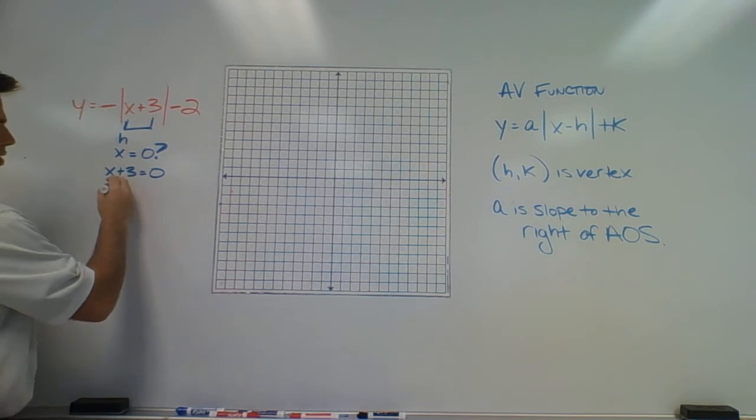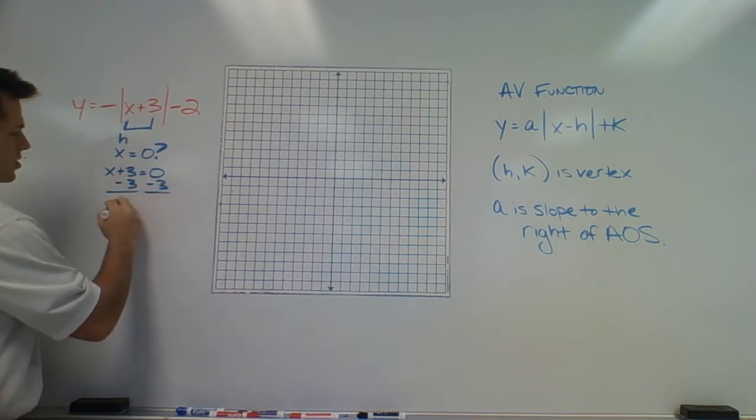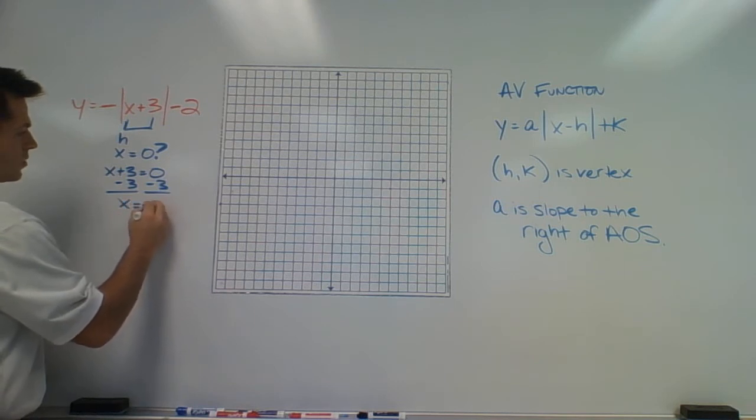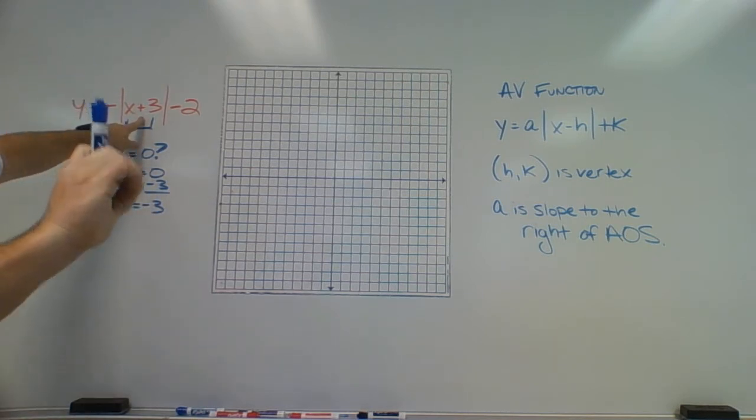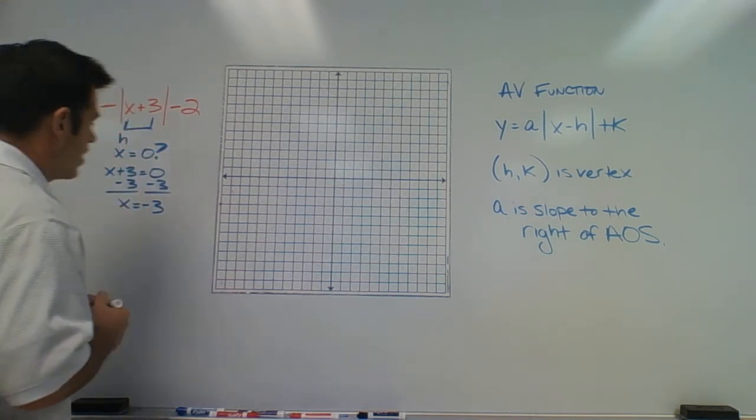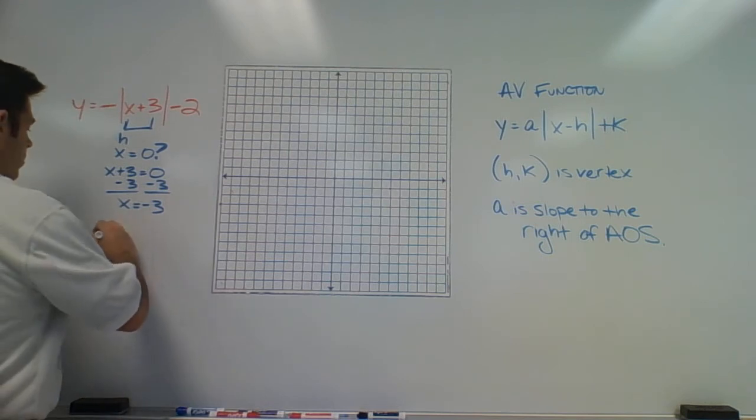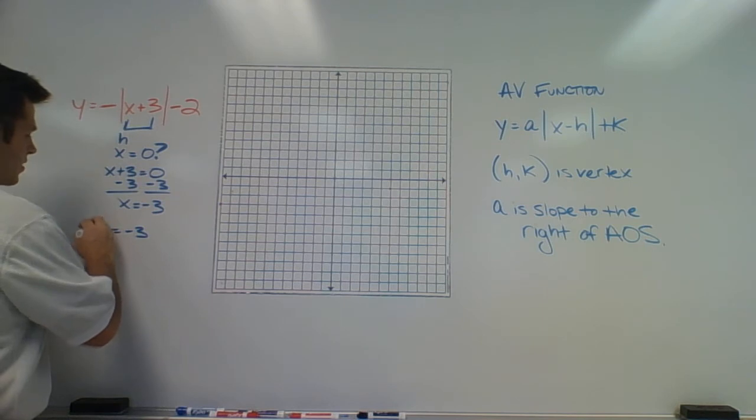Well, let's just do a one-step equation. We subtract 3 from both sides, inverse operation, and we get x is equal to negative 3. If we took the number negative 3 and plugged it into the absolute value right there, we would have the number 0. So that is what we're doing each time for the letter h. Math work-wise, that's really all we have to do. We know that our h value would be negative 3. Same exact thing as the x.